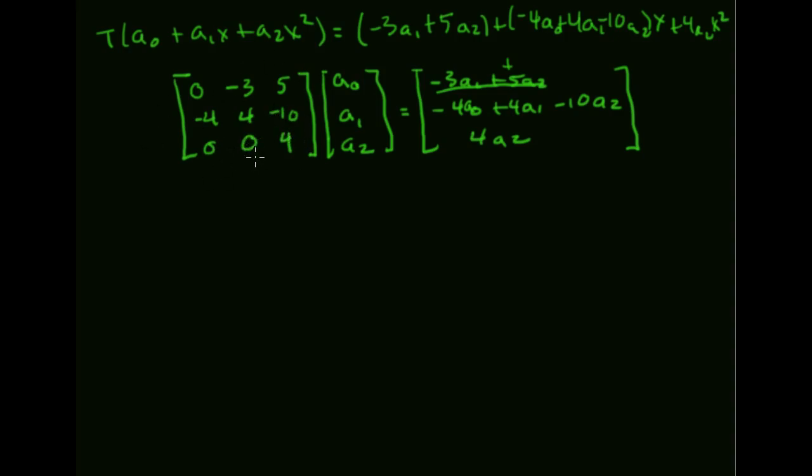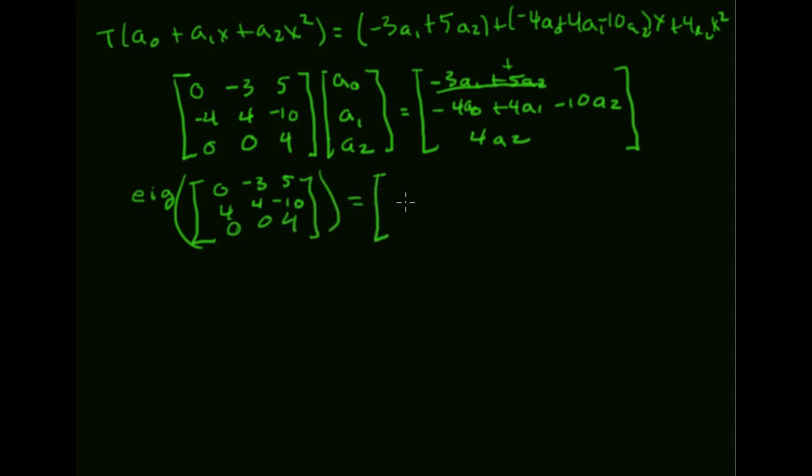This matrix is my crucial matrix, because this is the matrix I need the eigenvalues for. So what I do is I throw that matrix into MATLAB. 0, negative 3, 5, negative 4, 4, negative 10, 0, 0, 4. And MATLAB's going to throw me back a column vector, negative 2, 6, 4. I now have the 3 eigenvalues for this linear transformation. Lambda 1 is negative 2, lambda 2 is 6, lambda 3 is 4. Okay, so those are the 3 eigenvalues.